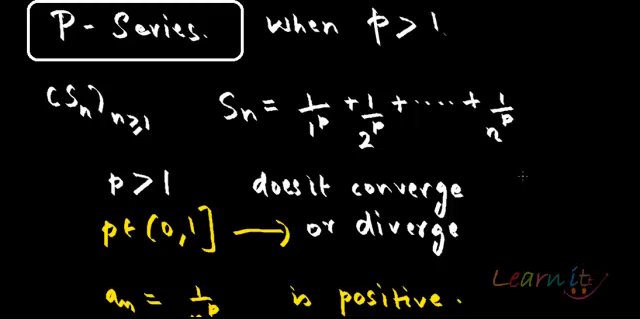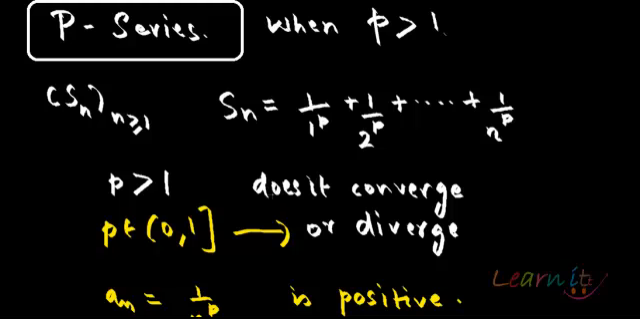In this video, we will look at why the P series converges when P is greater than 1. In the previous one, we have seen that the P series actually diverges when P is between 0 and 1. It might be equal to 1 also, so that makes it a harmonic series. Now, what happens when P is greater than 1?